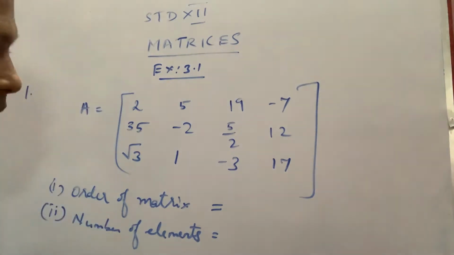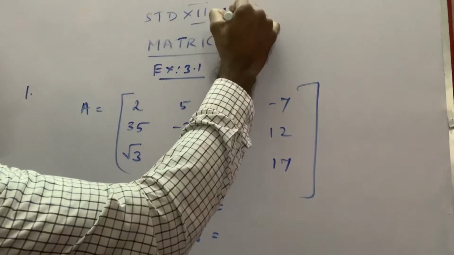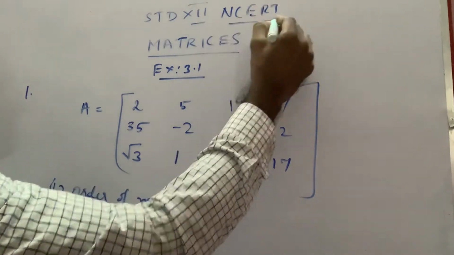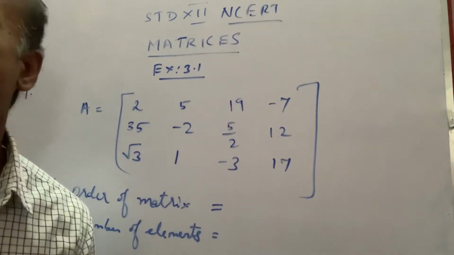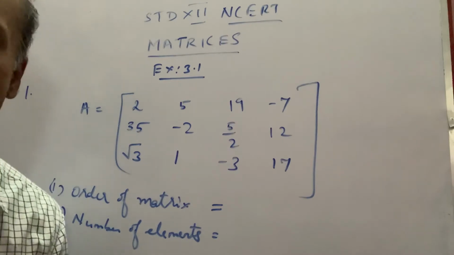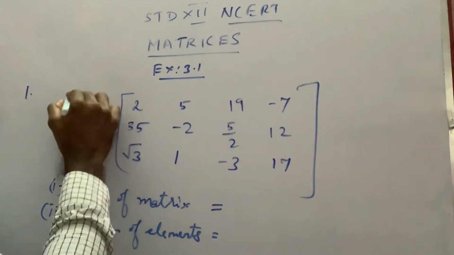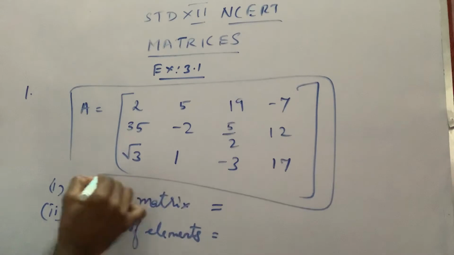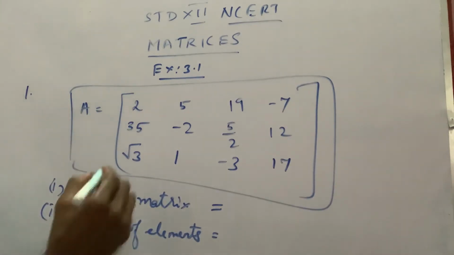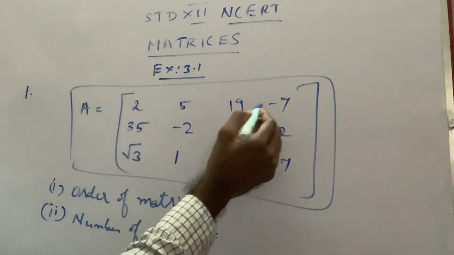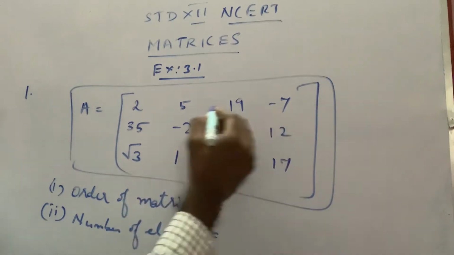This is for 12th NCERT kids, matrices. आज हम देख रहे हैं exercise 3.1 में. Okay, let's start this. So you're given a matrix. Let's say this is the matrix. The matrix consists of the elements 2, 5, 19, minus 7, going by row wise.